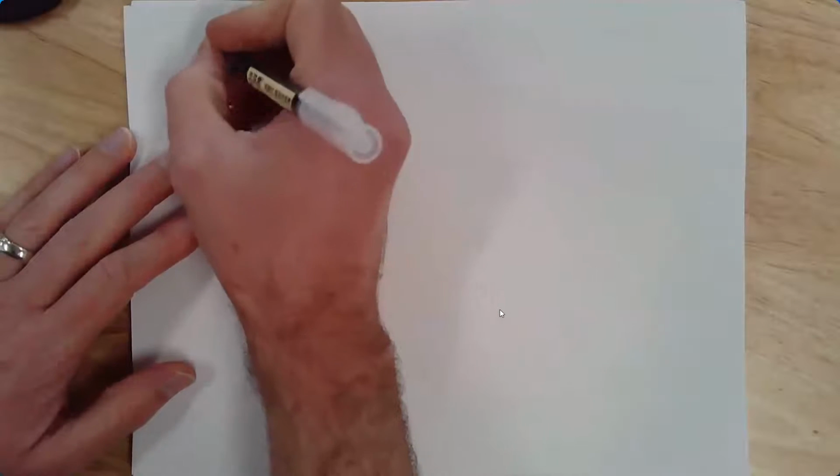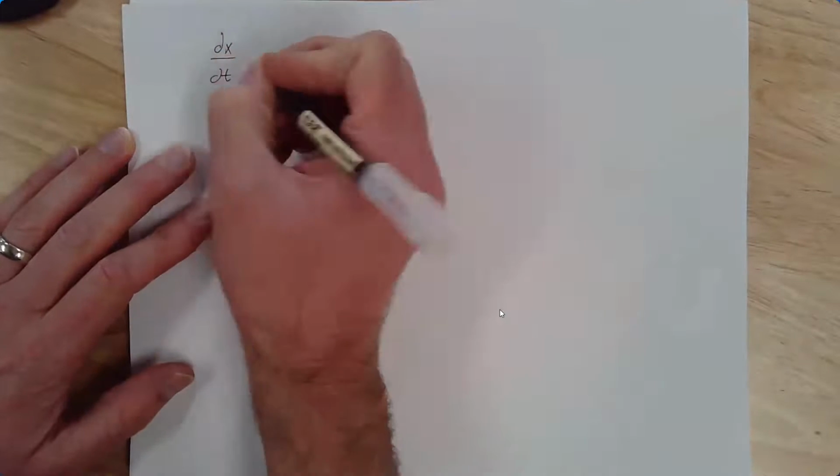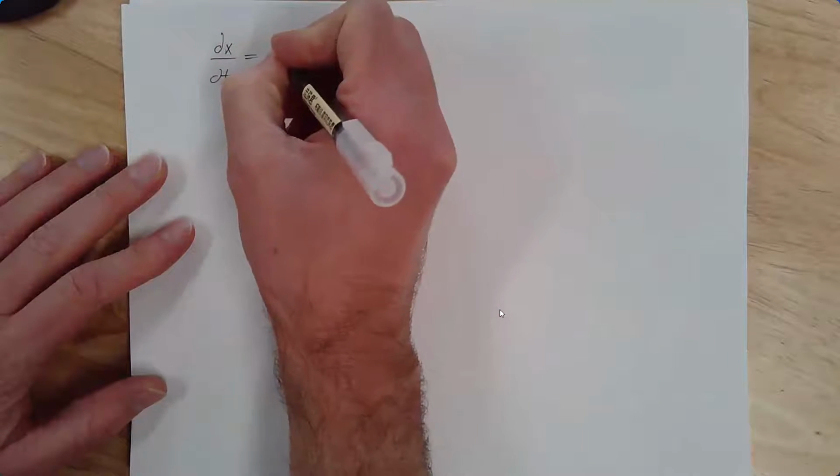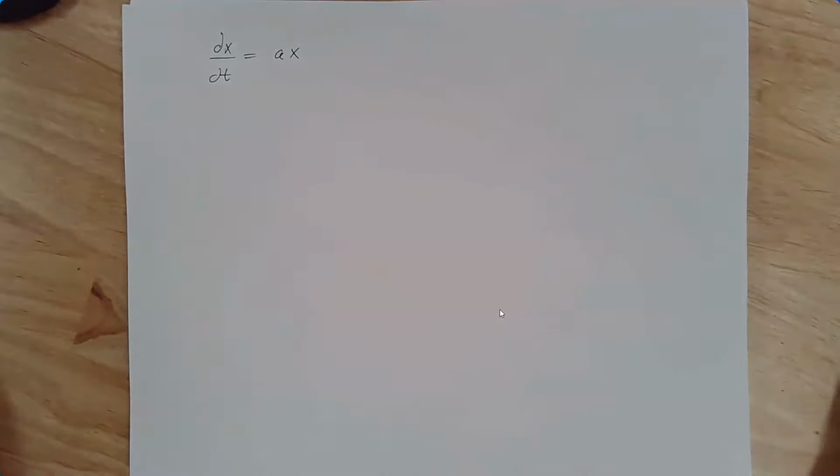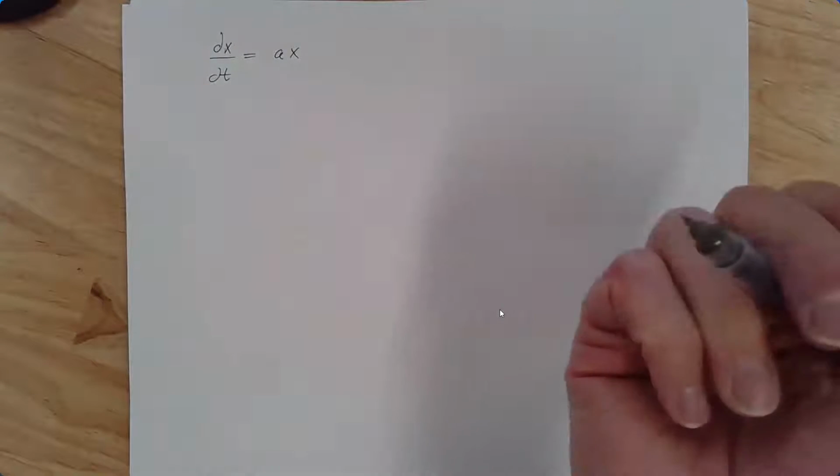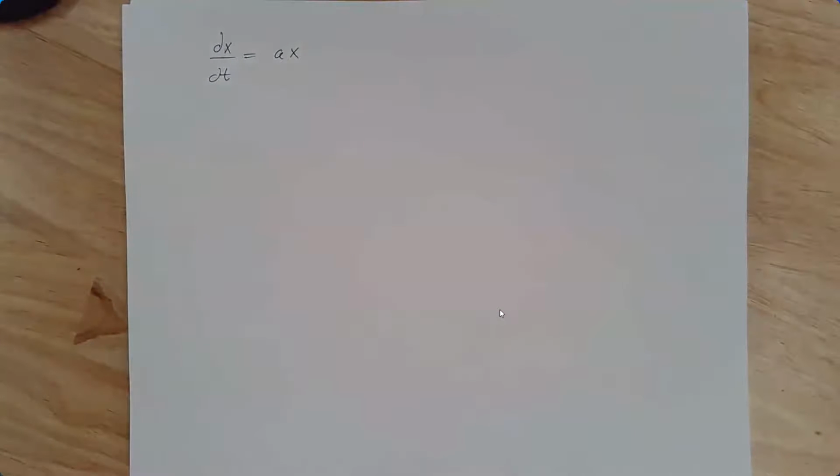So let me remind you some stuff from 17b, where we solved some differential equations. This is probably one of the easiest ones we solve: dx/dt equal to a times x. We can definitely separate the variables, bringing the x's to the left and the t's to the right.